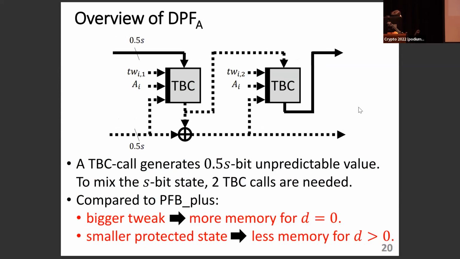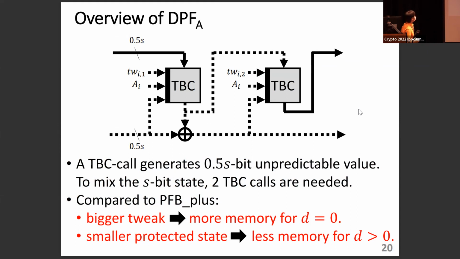And so this is the overview of our construction. The major difference is we call the TBC twice to process each associated data block. And a single TBC call generates a 0.5 S-bit unprotected, unpredictable value. And to mix the whole S-bit state, we need 2 TBC calls.